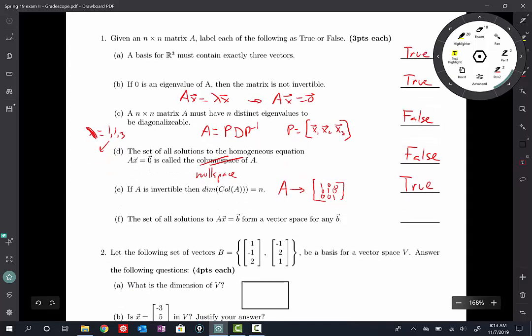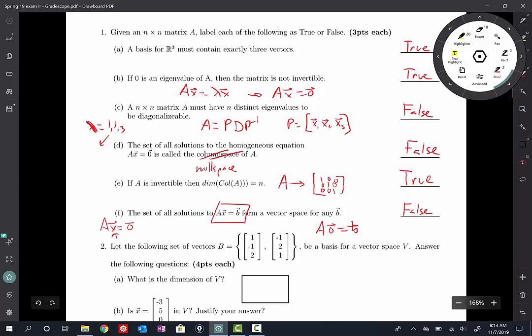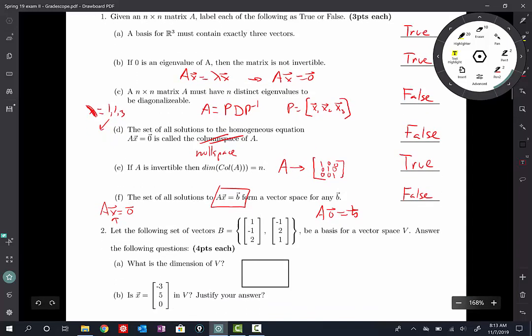F, the set of all solutions to AX equals B form a vector space for any vector B. This one is false. So the idea is the set of all solutions to AX equals 0, all those x's do form a vector space. We call that the null space. But the solutions to AX equals B do not form a vector space. Probably the easiest way to check that is to be a vector space, the 0 vector has to be included in that space. But A times 0 is not equal to some random B. A times 0 is only equal to 0. So 0 is not a solution to AX equals B for any B.